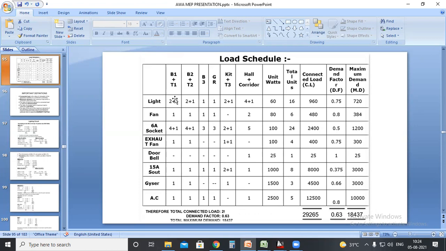We have 2 numbers in bedroom 1, 2 numbers in bedroom 2, 1 number in bedroom 3. Can you tell me the total number of lighting circuits from this particular load schedule? Two numbers in bedroom 1, 2 numbers in bedroom 2, so total 4. Then bedroom 3, 1, so plus 1, 5. In guest room 1, so plus 1, 6. Like that way you can calculate.